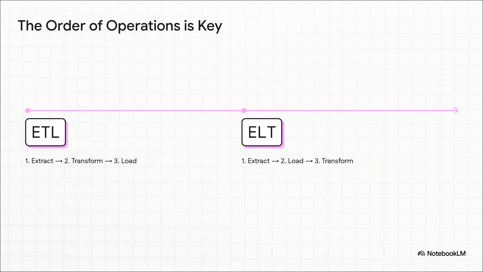So you can see it right there. It's just a simple swap. ETL does the transformation in the middle before the data gets to its final destination. ELT loads all the raw ingredients first and does the prep work, the transformation, right there in the kitchen. It seems like a tiny change, but believe me, swapping those last two steps has huge implications for how fast you can work, how flexible you are, and yeah, how much you spend.